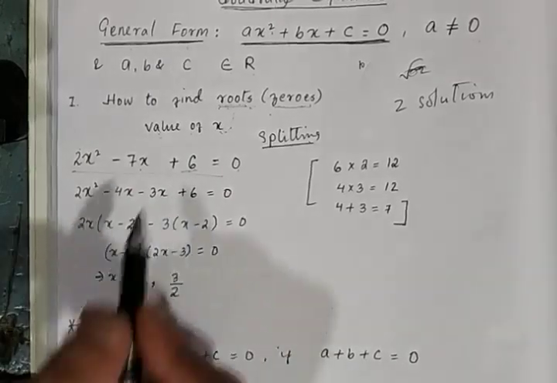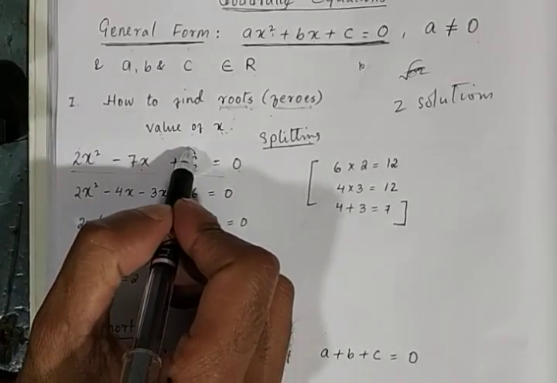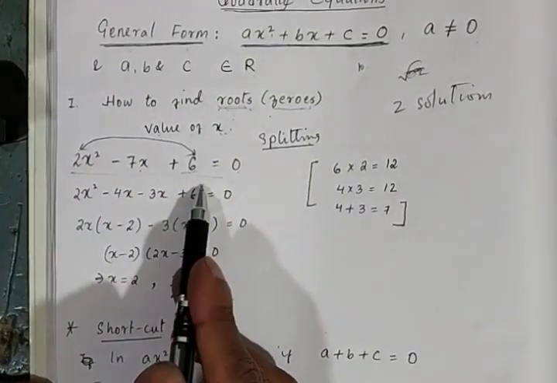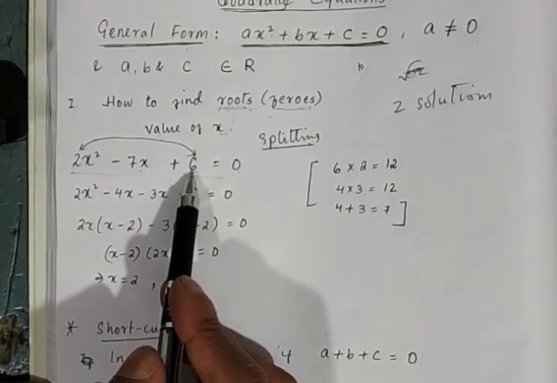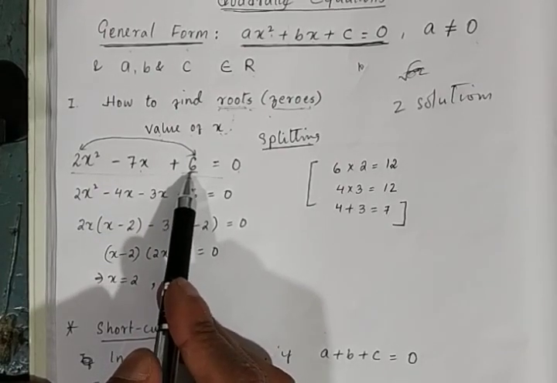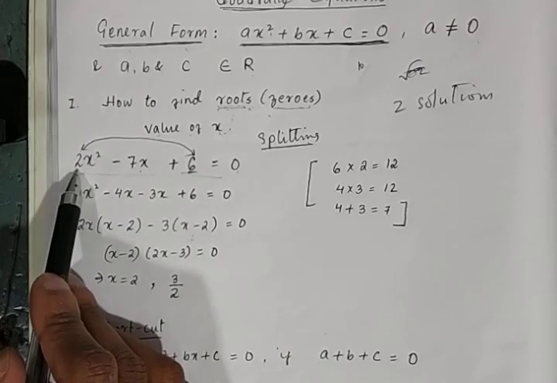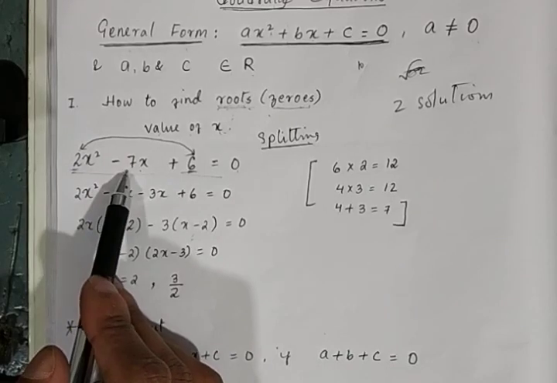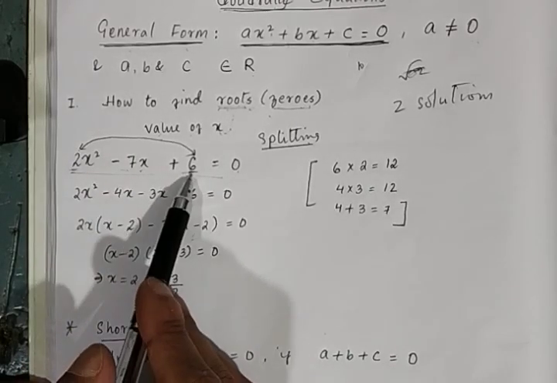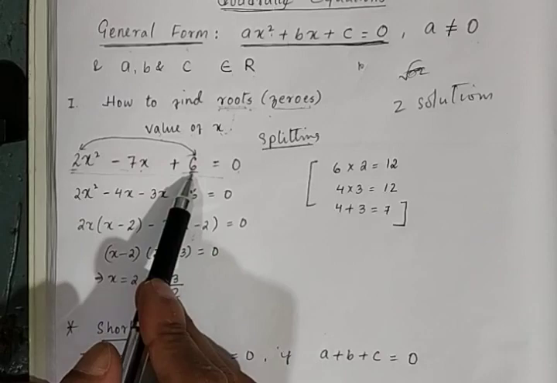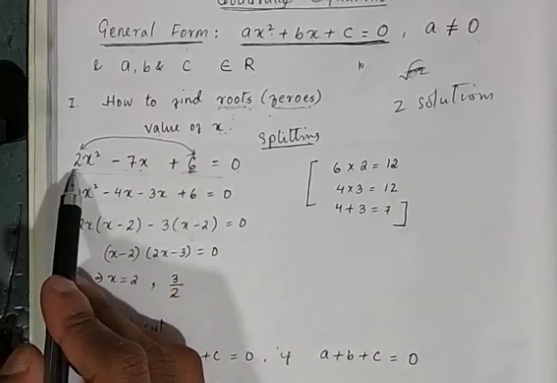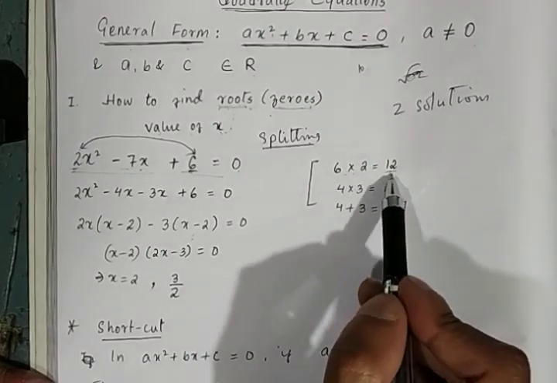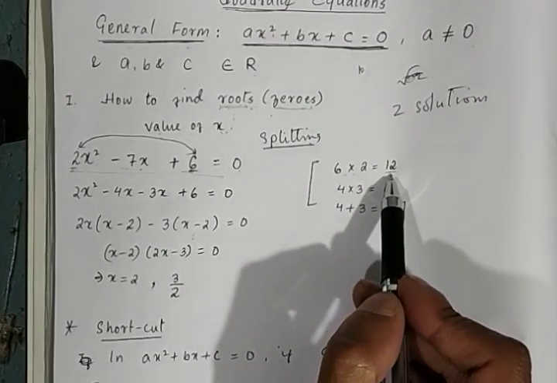Next, to split the middle term, you first multiply the last and the first. Remember, you have to arrange it accordingly first. You multiply the last constant with the first coefficient of x². Here 2 is called the coefficient of x², −7 is called the coefficient of x, and 6 is called the constant term. Now when you multiply, 6 twos are 12, 6 into 2 equals 12. Next is called splitting the middle term.